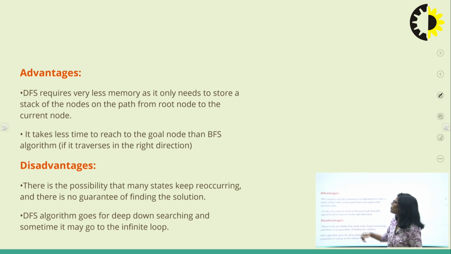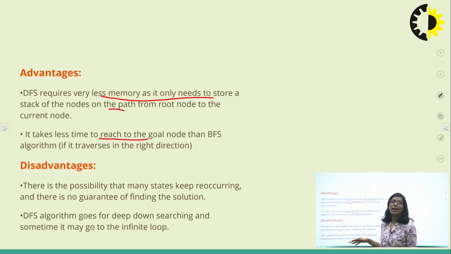Advantage is that it will require less memory as it only needs to store the stack of the nodes and the path. It takes less time to reach the goal if it traverses in the right direction. Disadvantage is that there is a possibility that many states keep reoccurring. There is no guarantee of finding the solution.